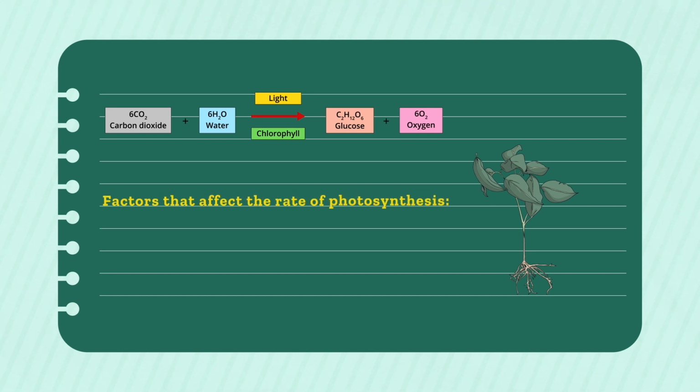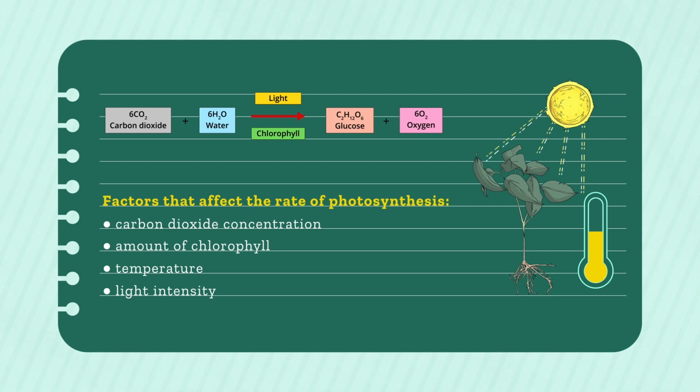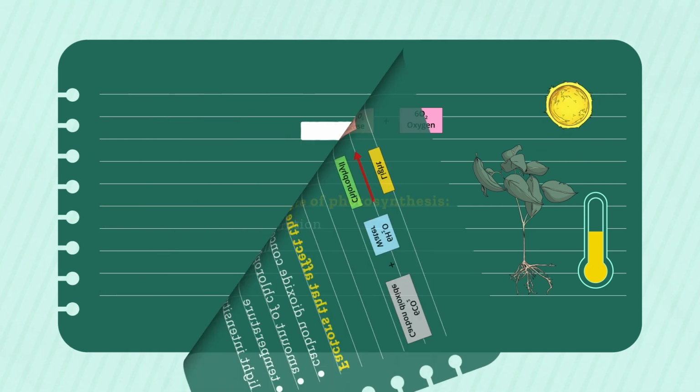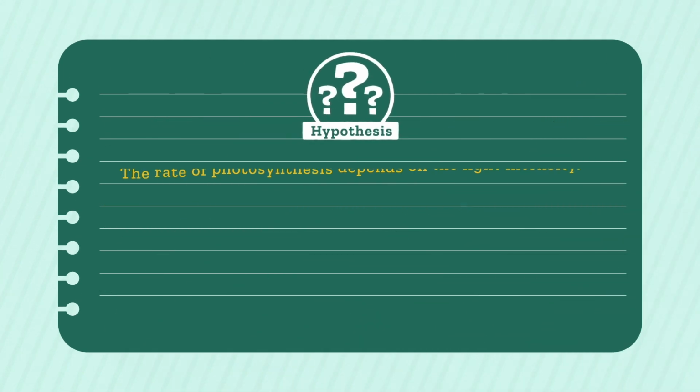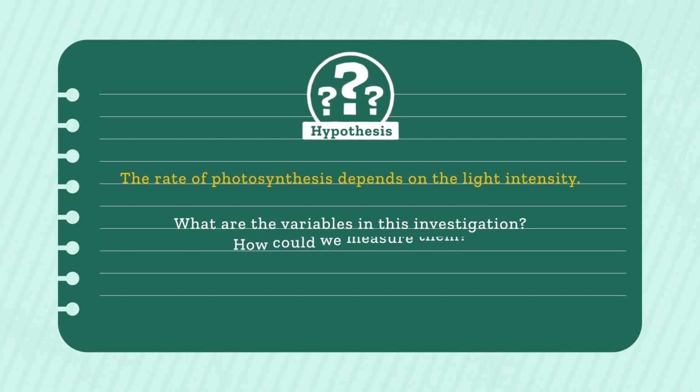How quickly photosynthesis happens depends on the availability of carbon dioxide or chlorophyll, on the temperature and on the intensity of the light. Here is a hypothesis. The rate of photosynthesis depends on light intensity. What are the variables in this investigation? How could we measure them?